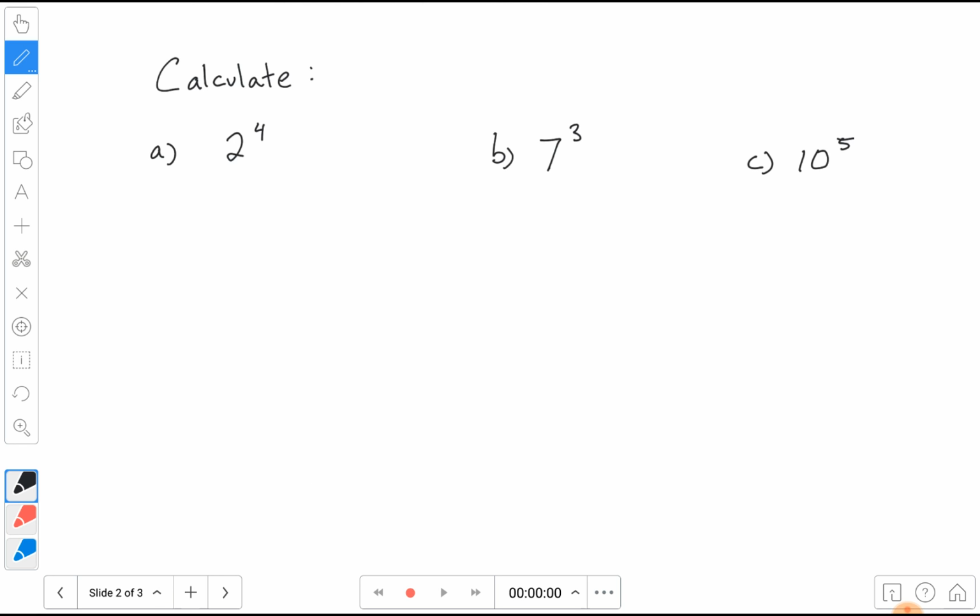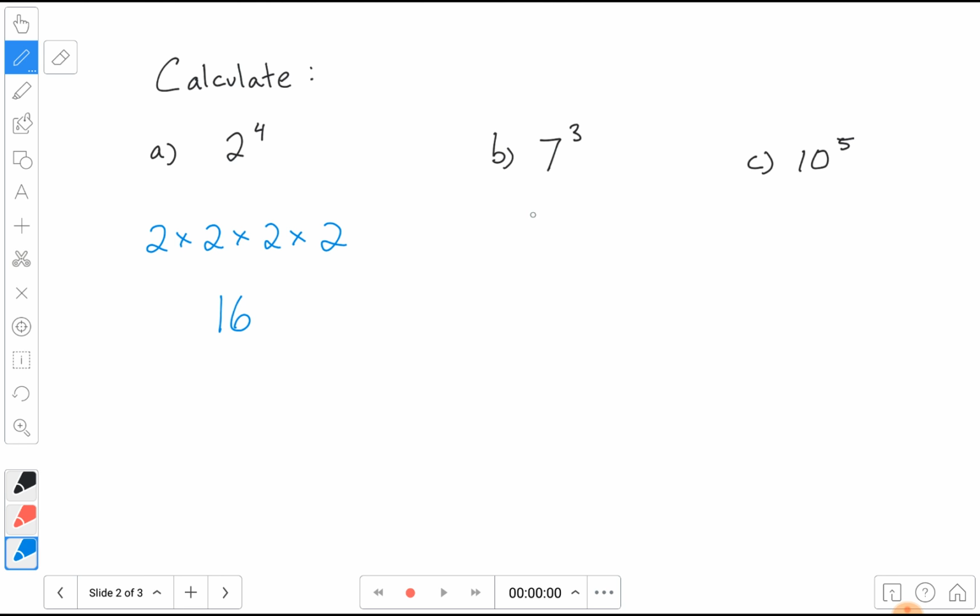Let's calculate first 2 to the power of 4. So we can write this out. This means 2 times itself 4 times. So 2 times 2 is 4, 4 times 2 is 8, 8 times 2 is 16. So this equals 16.